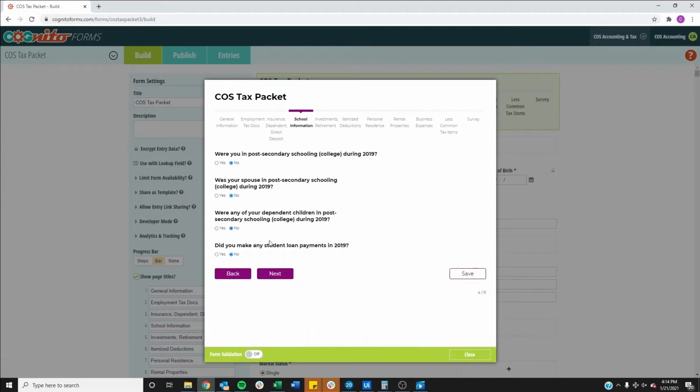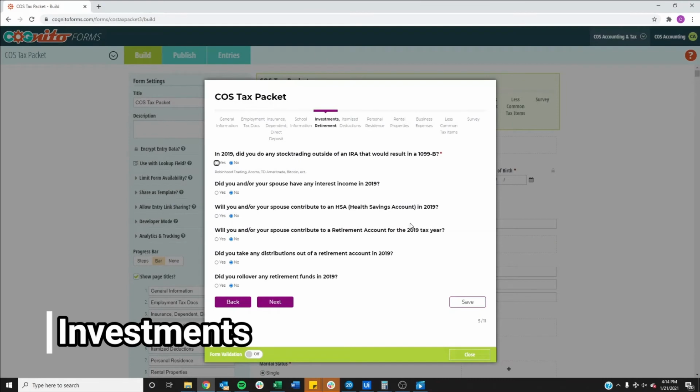And the last question is in regards to student loan payments in whatever tax year we are preparing, in which case you'd be issued a 1098-E document showing how much was paid in interest, and then you'll attach that document here.